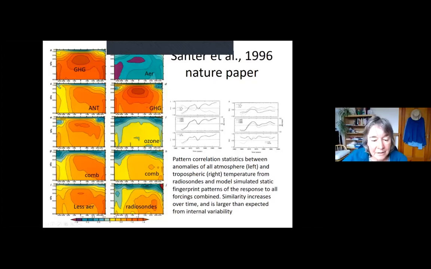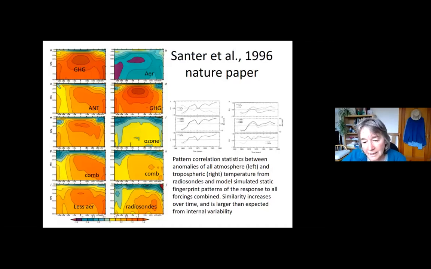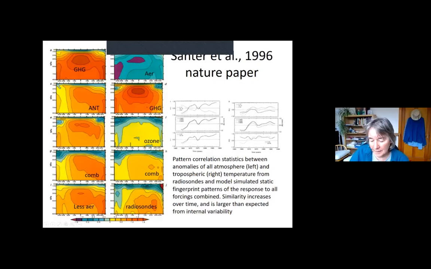But basically they have this visual similarity, and then they do a pattern correlation statistics between anomalies of the whole atmosphere on the left-hand side, so basically troposphere and stratosphere, and troposphere only. And what they see is this kind of increasing similarity, and they conclude, by some analysis with natural variability samples, that this cannot be expected by chance. So what we see in the vertical structure of the atmosphere is an emerging similarity of the observations with what we expect from climate forecasting. So that came out in Nature, it was reviewed very slowly, but came out and I think made a big impact.